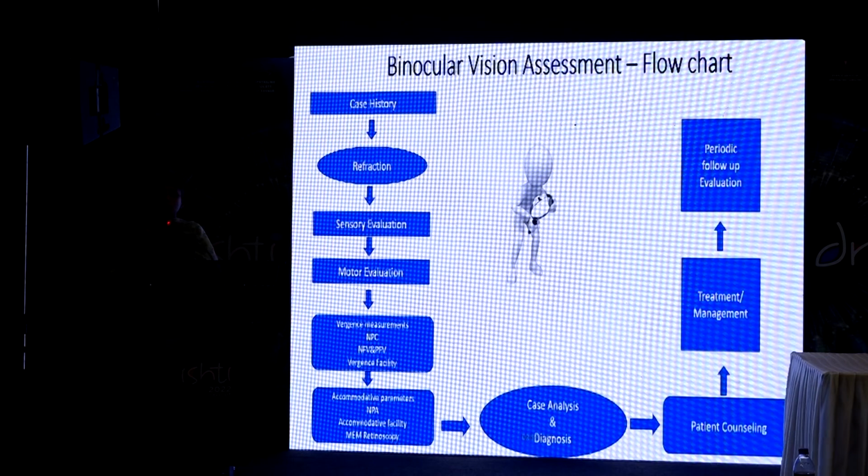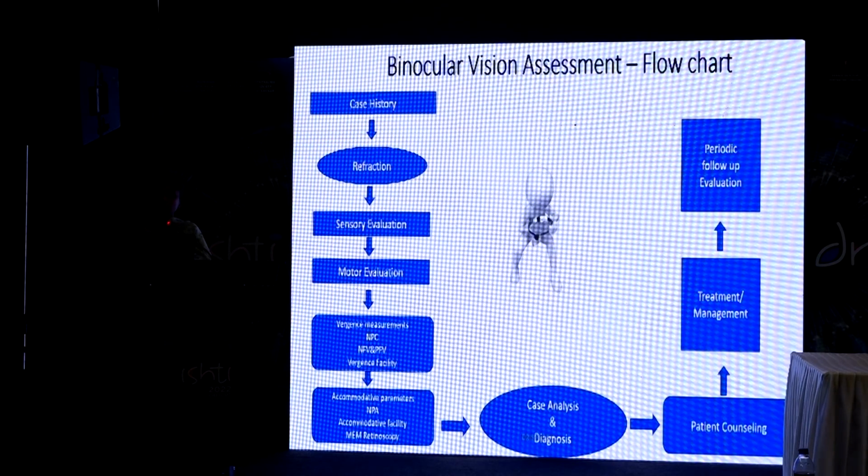So when you talk about binocular vision assessment, most of my slides have flow charts for ease of understanding. How do you go about assessing binocular vision? It starts with a very good case history, followed by refraction, and then you need to evaluate the sensory function, the motor evaluation, followed by vergence measurements, and then you measure the accommodative parameters. Once all these are done, then comes the most important aspect, which is case analysis and diagnosis.